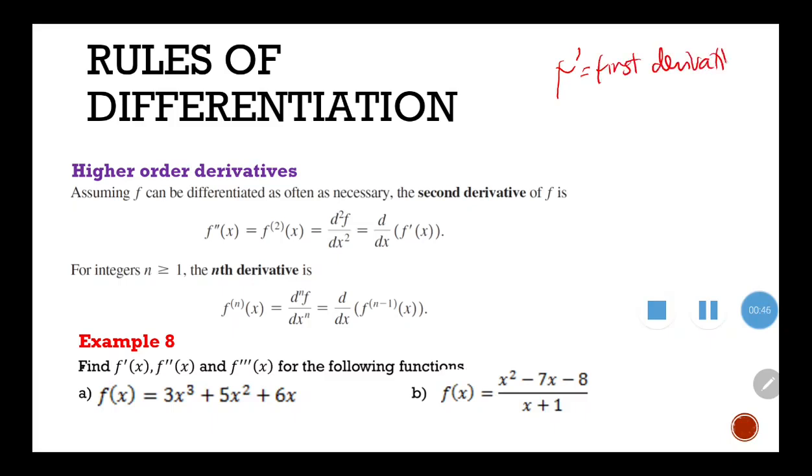That means it has been derived one time. So f prime, f double prime x. This one should have x as well. It is called second derivative, which means it has undergone two times of derivation process, and so on. f triple prime is third derivative. Okay, so now we try to answer example 8.